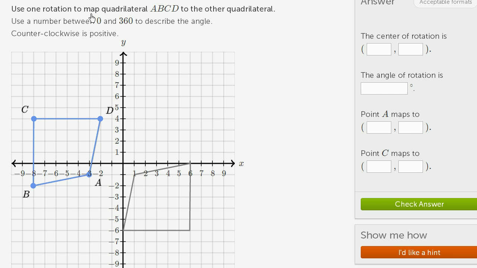Use one rotation to map quadrilateral ABCD to the other quadrilateral. So to map this one to this one right over here. Use a number between 0 and 360 degrees to describe the angle. Counterclockwise is positive. So you're going to want to move it counterclockwise to try to get it to map there.